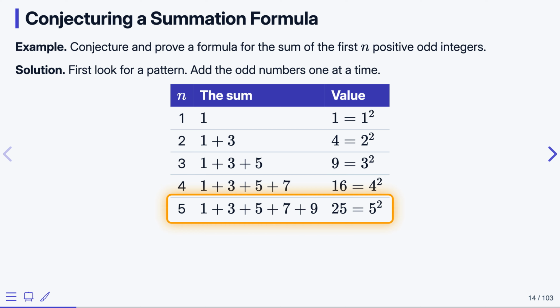Now look down the right column. 1, 4, 9, 16, 25. These are the perfect squares. Once we have this guess, mathematical induction can prove it correct.